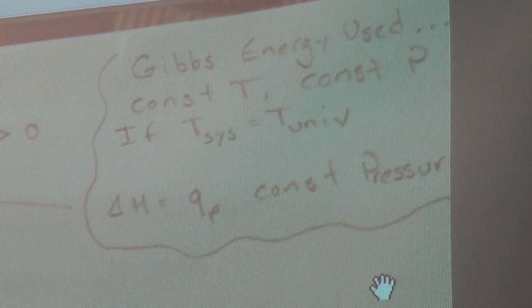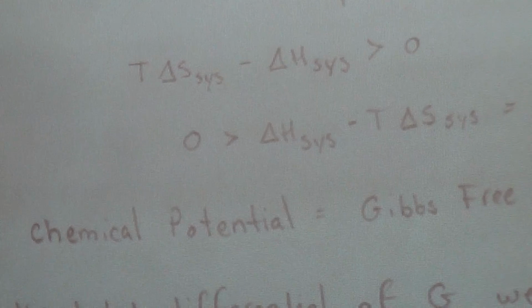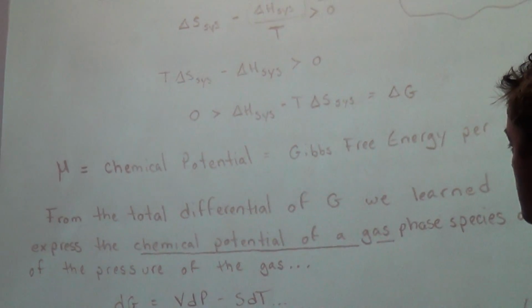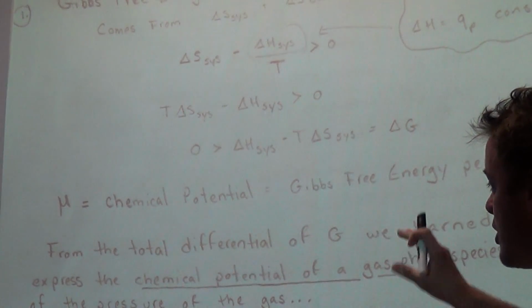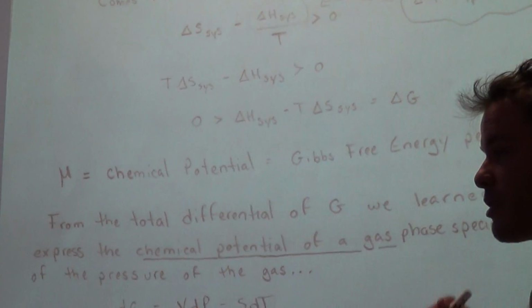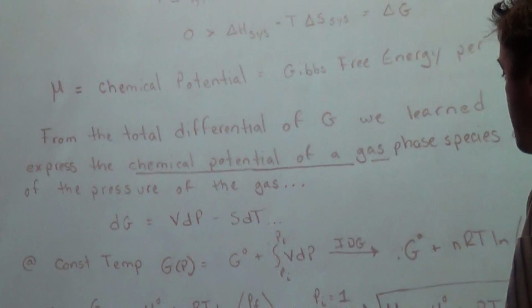We define mu, the chemical potential. Mu is just another way of saying G, Gibbs free energy, except it's defined as the Gibbs free energy per mole. So G in general is the Gibbs free energy. When you look at mu, you know that they're talking about how much free energy is associated with a single mole of a substance.